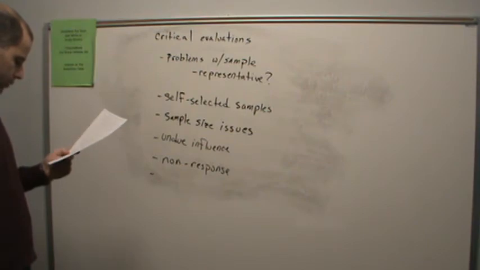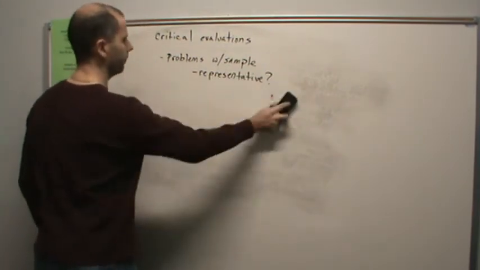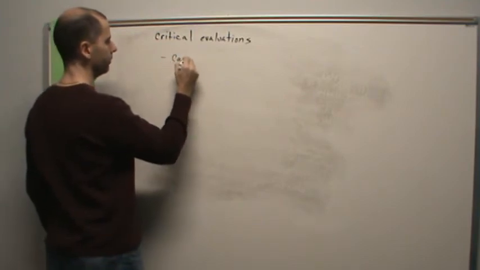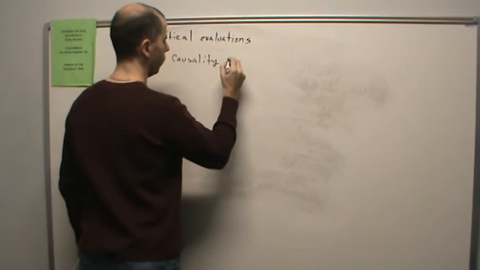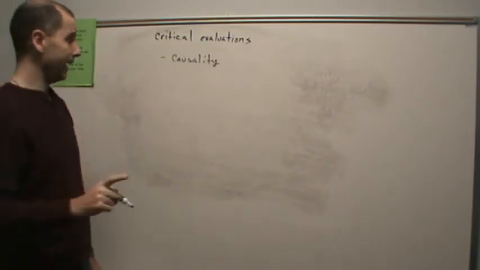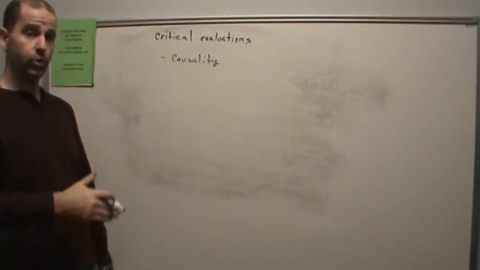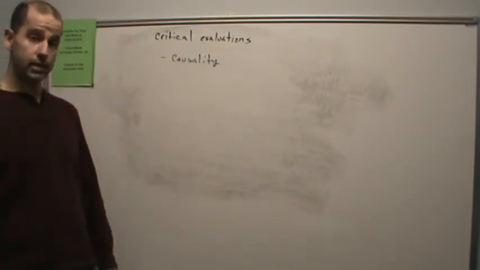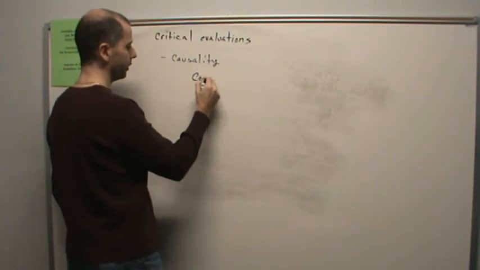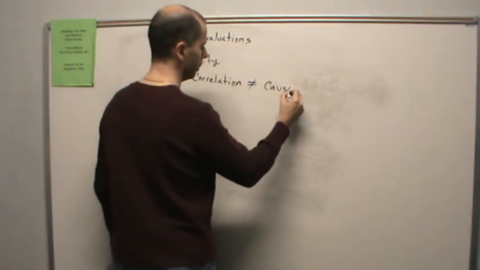The next one is causality. Causality is another thing to watch out for. What's causality? Well, that's the mistake that some people make when they go from an association, a correlation between two variables, to the conclusion that one variable is causing the other variable. So what does that mean? It means that you have to remember that correlation does not equal causation.